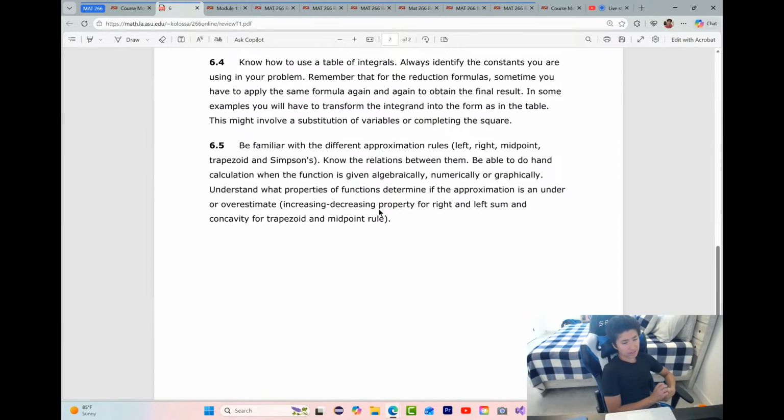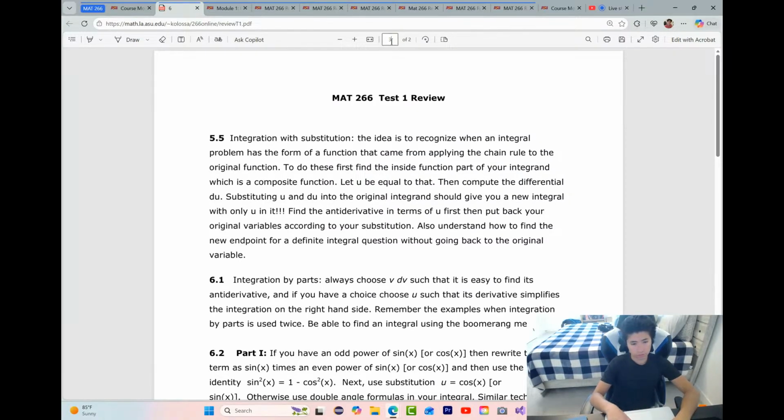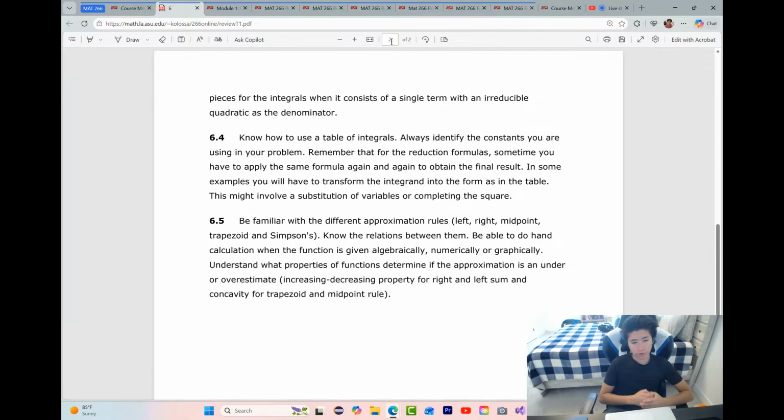Know how to use a table of integrals. Always identify the constants you are using in your problem. Remember that for the reduction formulas, sometimes you have to apply the same formula again and again to obtain the final result. In some examples, you will have to transform the integrand into the form as in the table. This might involve a substitution of variables or completing the square.